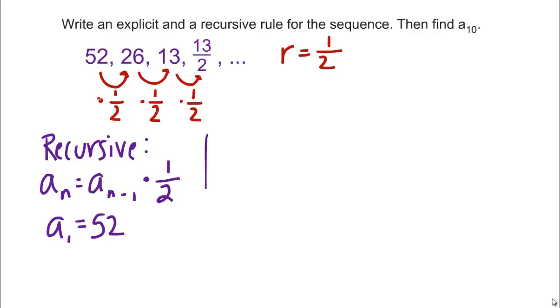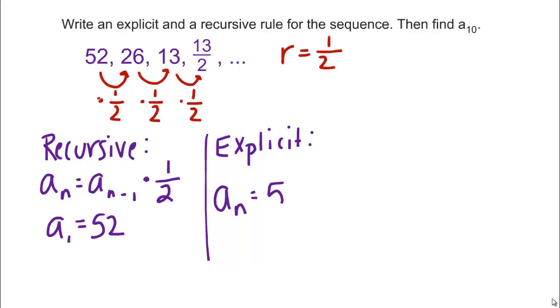Let's try to find an explicit rule. Using what we saw on the previous slide in general, I know that to get our nth term, we would take our first term, which is 52, times the common ratio raised to the n minus first power: 52 times 1/2 to the n minus 1. Notice how important the parentheses around our common ratio are here. If we didn't have the parentheses, then it would look like 1 to the n minus 1 all over 2. But we're raising that whole fraction 1/2 to the n minus 1. So we really need parentheses for this common ratio.